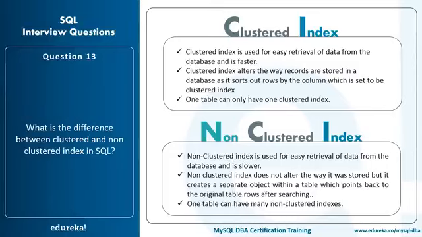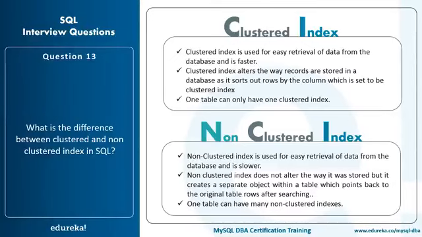The non-clustered index does not alter the way it is stored, but it creates a separate object within a table which points back to the original table rows after searching, and also one table can have many non-clustered indexes. The main difference between both of them is that both are used for easy retrieval of data, but the clustered index is faster than the non-clustered index, and a table can have only one clustered index, but a single table can have many non-clustered indexes.